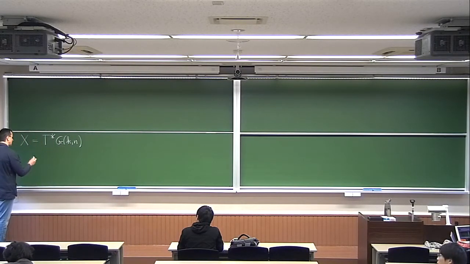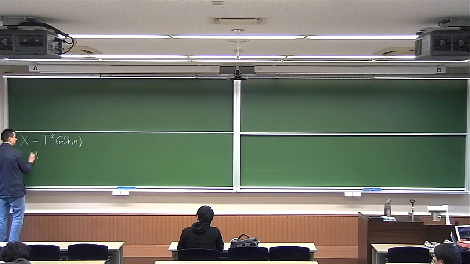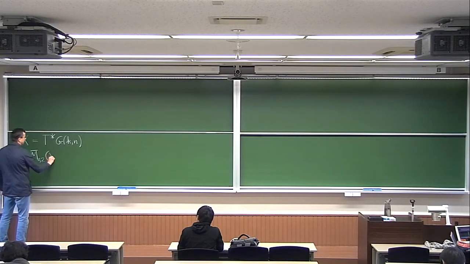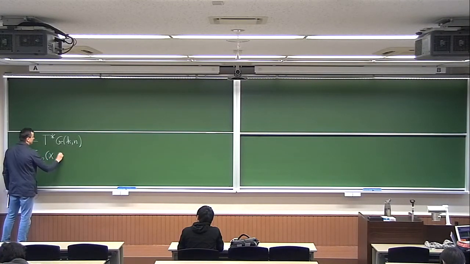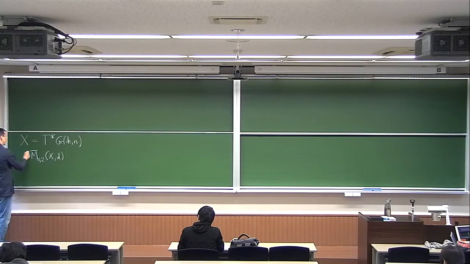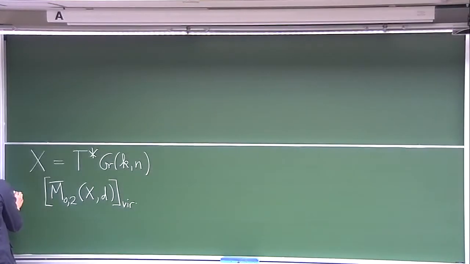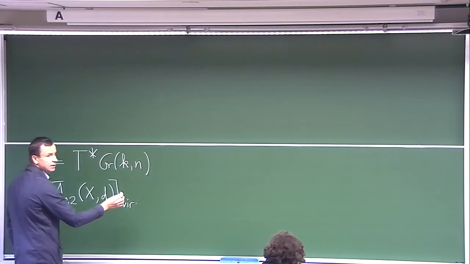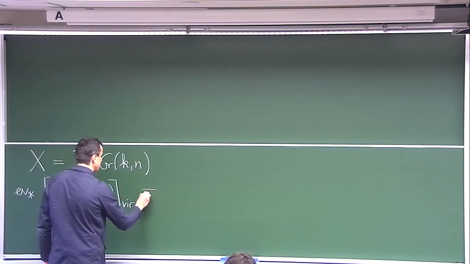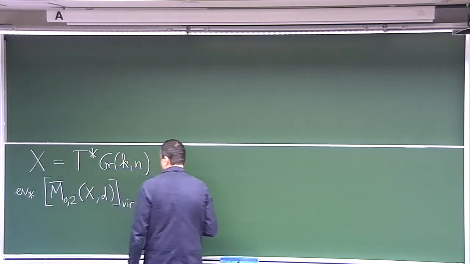So what do we do? We look at the moduli space of two-pointed rational curves in x of some degree d. We look at its virtual fundamental cycle, and we push it forward under evaluation of these two marked points. And so then we get this.